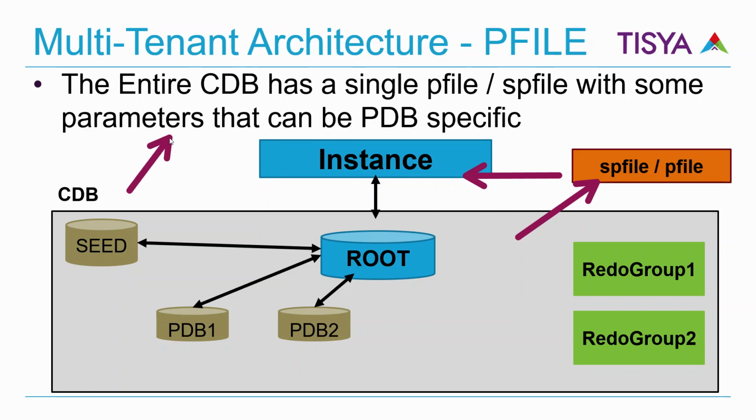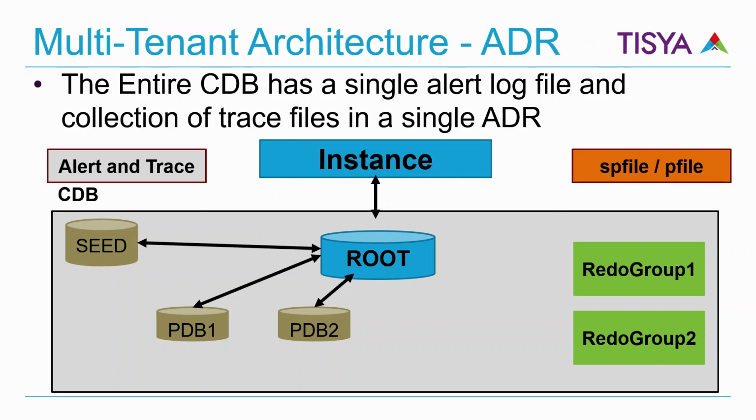There are some parameters that can be set specific to PDBs. They are only very special parameters. You can look into the documentation, but instance specific parameters are global. It is not PDB specific because the instance is shared by all the PDBs. And lastly, coming to the diagnostic data, the entire CDB has a single ADR for the alert, trace files, log files, etc. Each PDB doesn't have its own diagnostic destination. Everything is within the CDB itself.